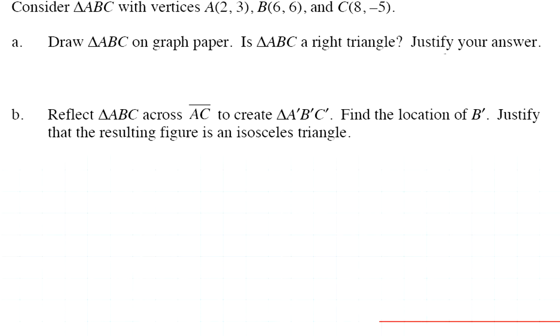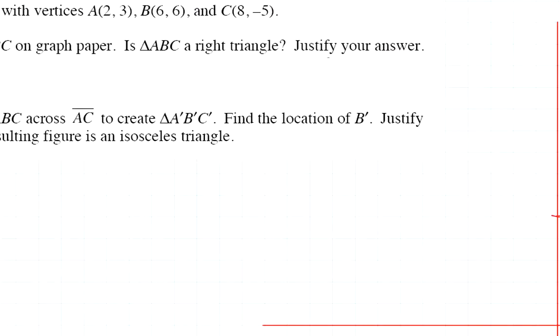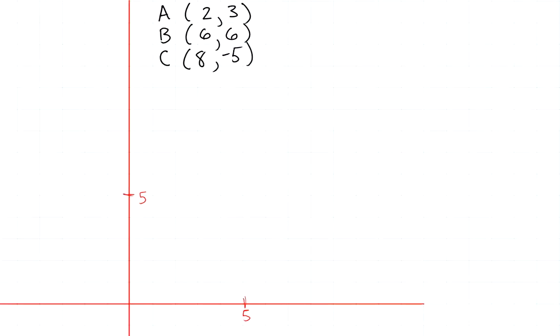Question 84: consider triangle ABC with vertices at (2, 3), (6, 6), and (8, -5). Draw this triangle on graph paper. Is triangle ABC a right triangle? And justify your answer. So I've got this kind of set up already over here.